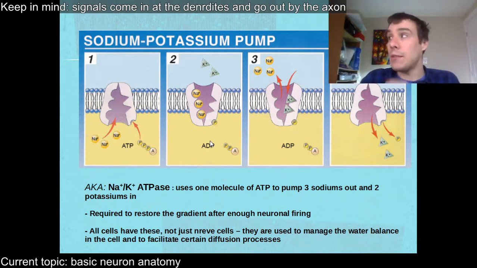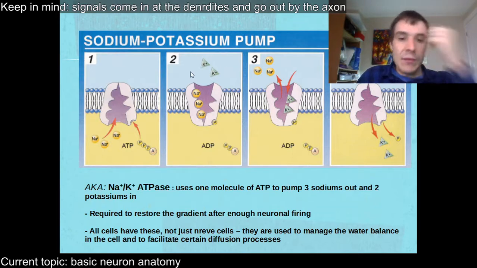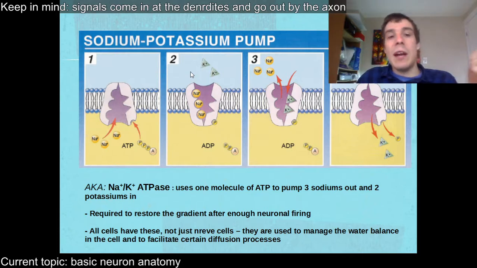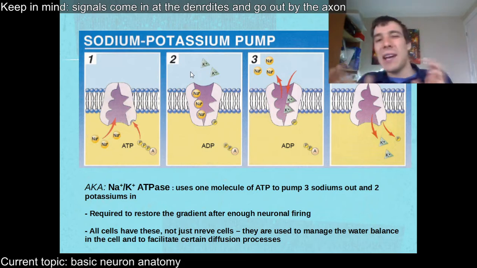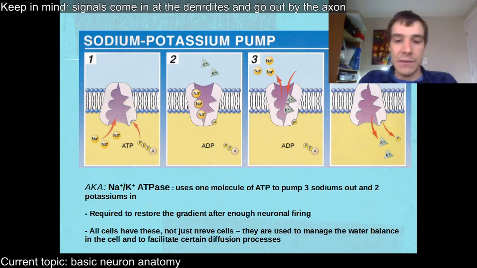It's a very important thing for a cell to do. They can manage that. It also helps facilitate diffusion processes, especially the sodium being on the outside of your cells. You can have the sodium be required for certain molecules to come through the cell. It's like a form of kind of active transport, but not really. It's called facilitated diffusion.